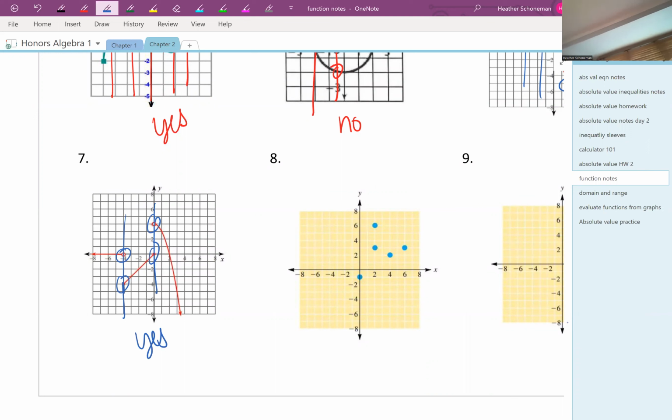All right, if we look at number 8 and we're running our vertical line, here it occurs once, no big deal. But here it goes through 2 points on the same vertical line, not a function.